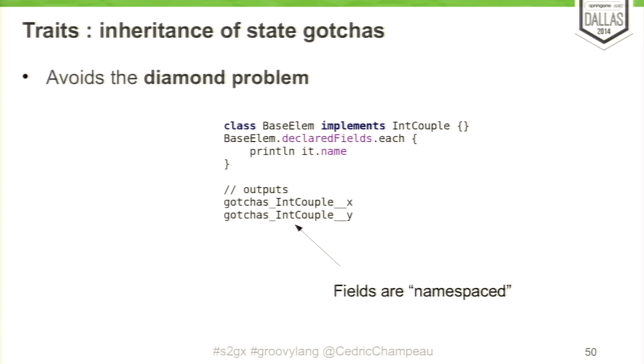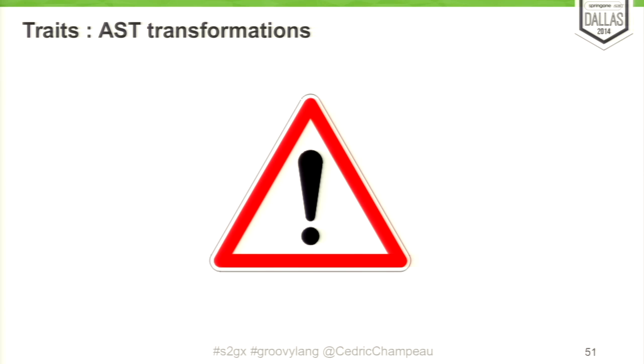So yes, this is typically what you would have if you print the fields defined in the base class: you would see that you actually have two fields with the same name. So it's a bit of an internal space. So this is for you to answer the questions about AST transformation.